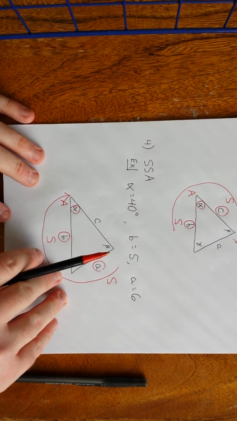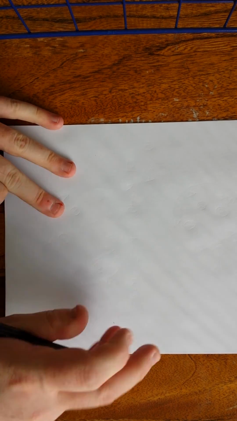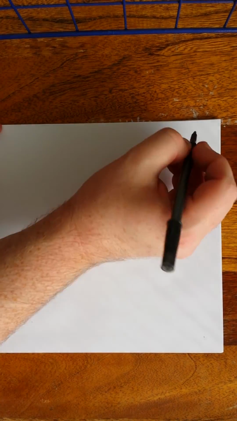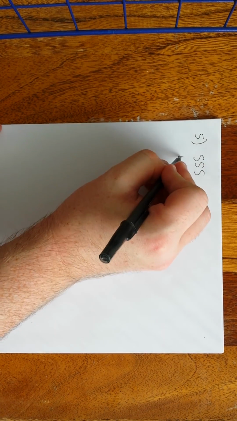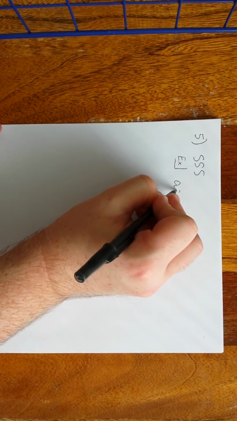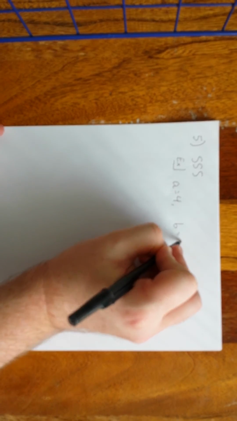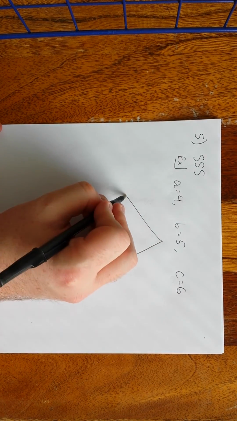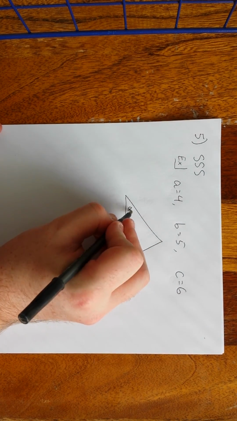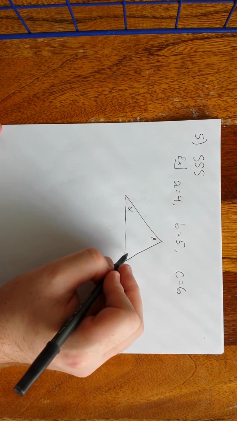You guys probably don't need a picture for side, side, side, but what the heck. Let's do it anyway. So here's our picture and information for side, side, side. An example of this, I could say A is equal to 4, B is equal to 5, C is equal to 6. Label everything as follows, alpha, beta, gamma.